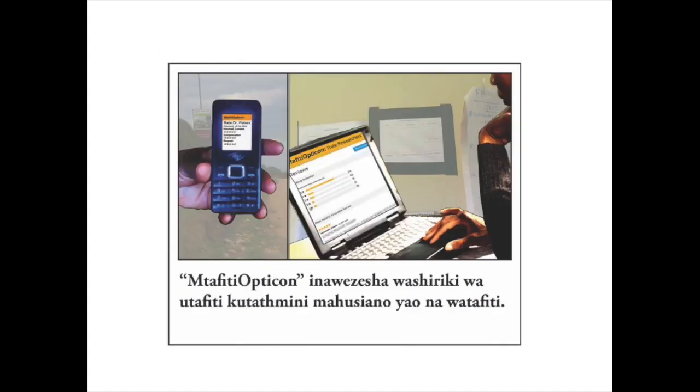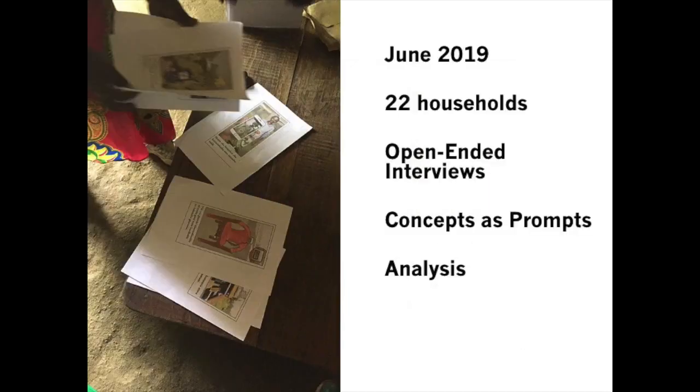The last idea that I will talk about is a system called Mtafiti Opticon. This is a system that lets research participants monitor researchers' behaviors. So after a research project, a participant can rate a researcher on, for example, how well they were treated or compensated, and then send this information to a university's institutional review board. So what did I do with these ideas?